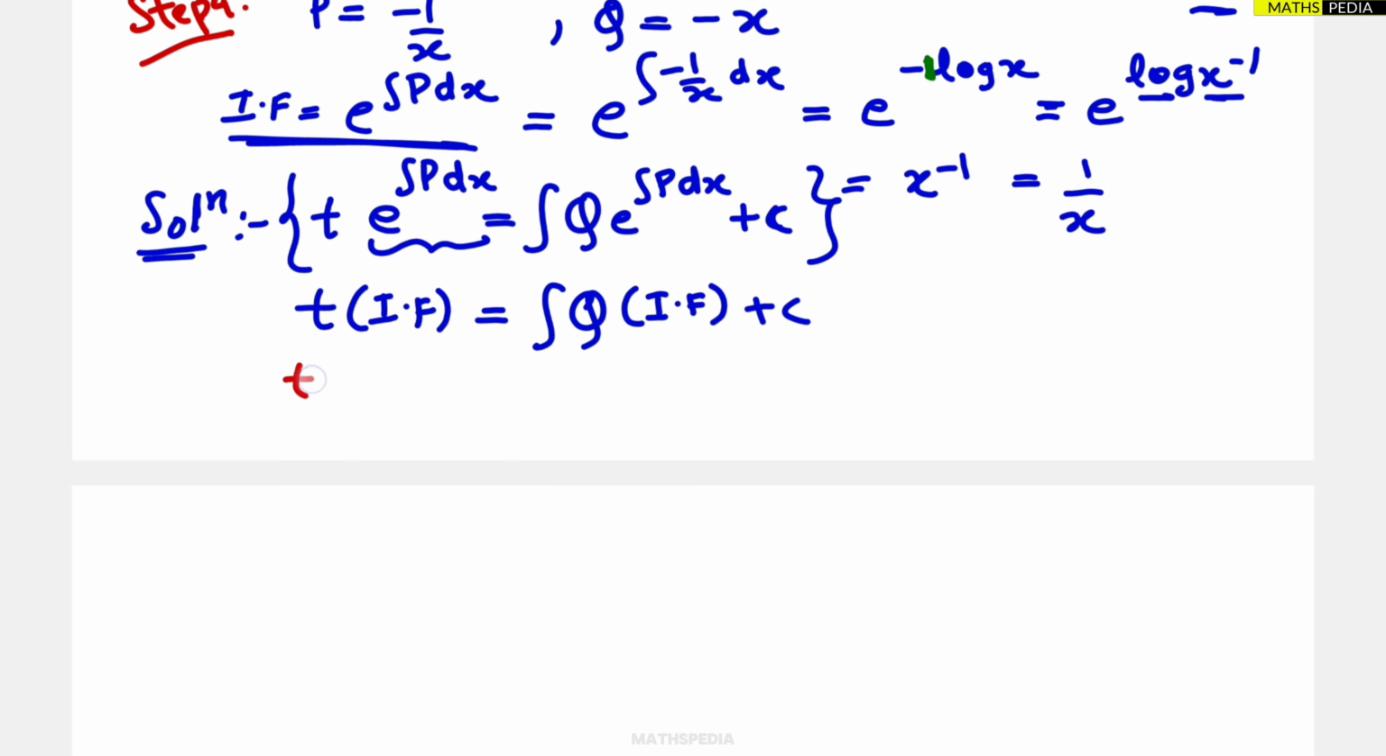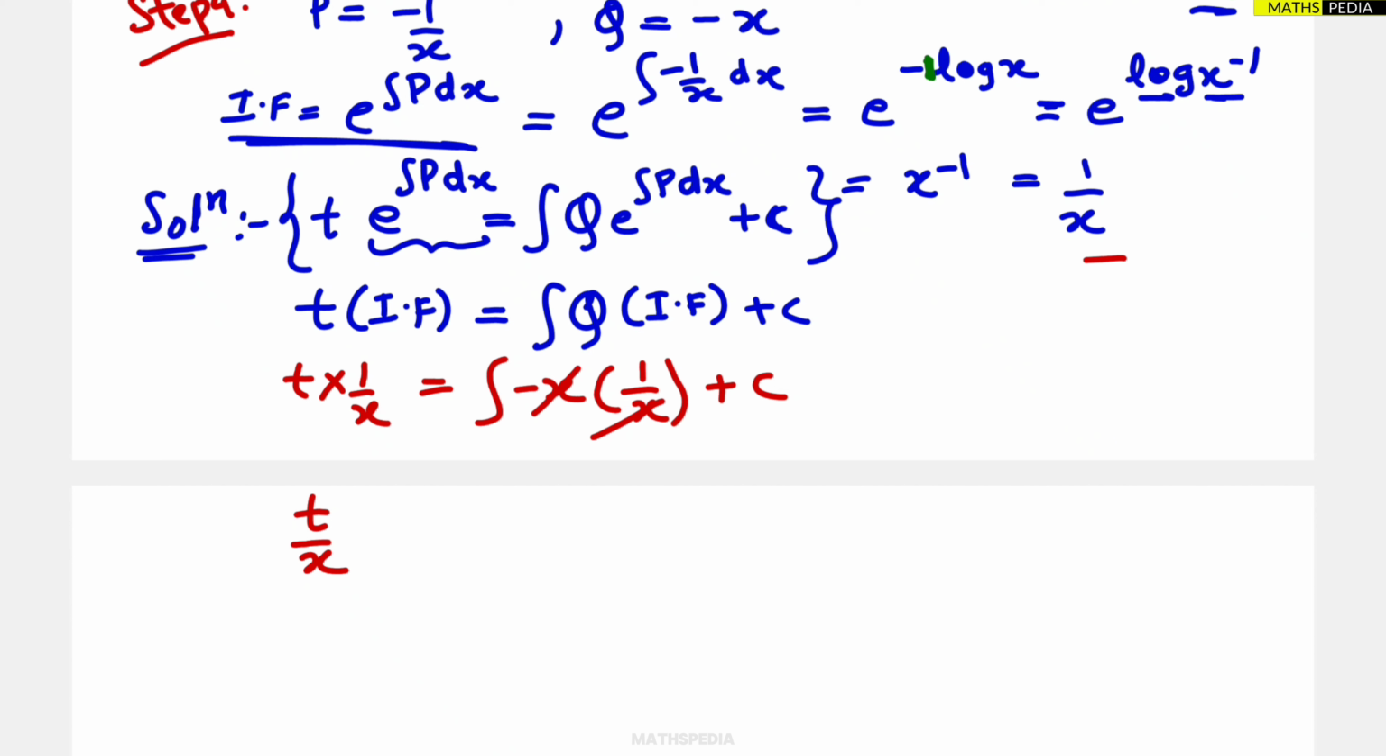So solution becomes t into integrating factor, which we just found out is 1 by x, equal to integration of q. What is the q value? Minus x into integrating factor 1 by x plus c. Now x and x cancel. So this becomes t by x equal to minus 1 integration, which is x itself. So it will become minus x plus c.